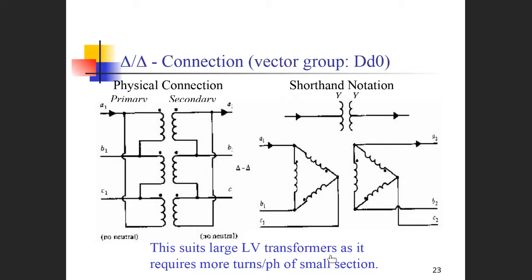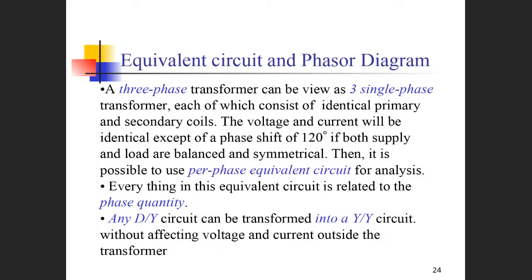So we are making the turn numbers larger. Okay, that's the meaning of it. When a little bit more turn numbers per phase are required, we use the delta connection. When fewer turn numbers per phase are required, we tend to use the star-star connection. So anyway, we have different types: star-star, star-delta, delta-star, and delta-delta connections.